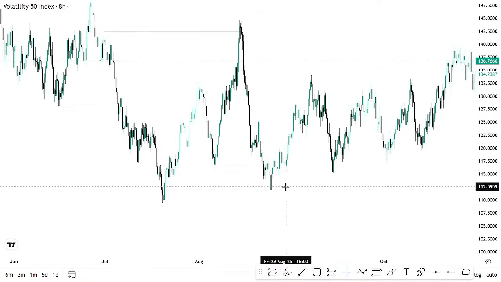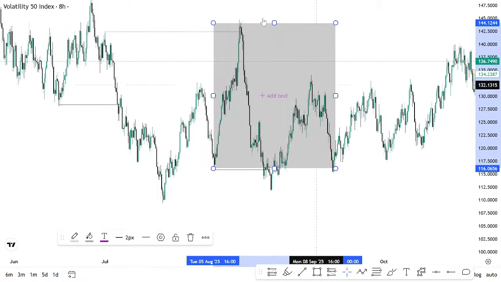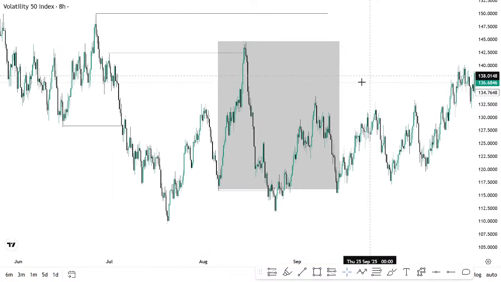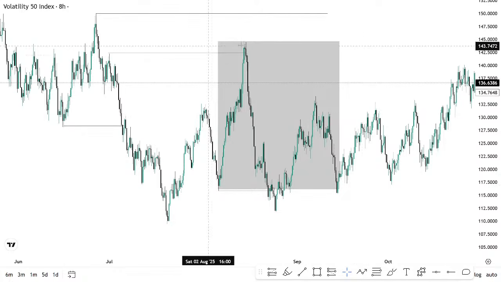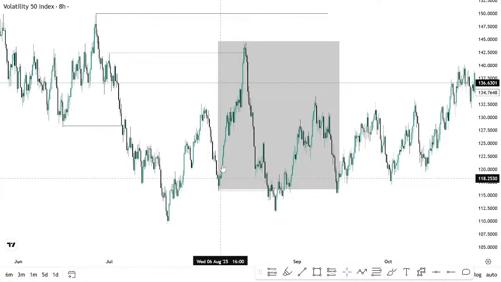So currently my mid-term range is from this low to this high. That is my mid-term range. I made a video about the range yesterday, so you can check it out. We are currently in between this range. This is the major range for this time frame, but the mid-term range that we are in is from this low to this high.